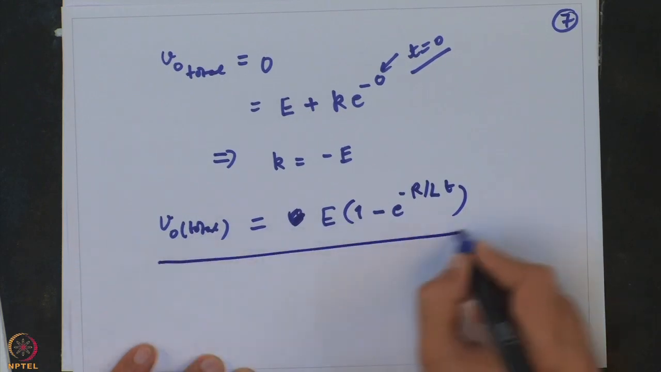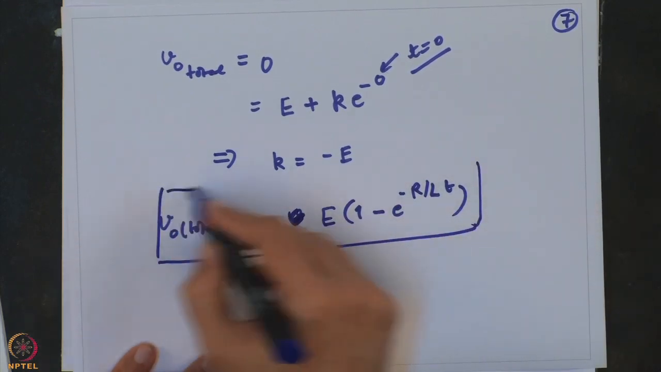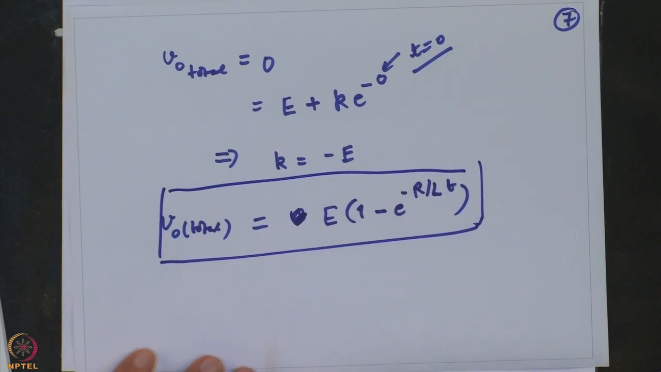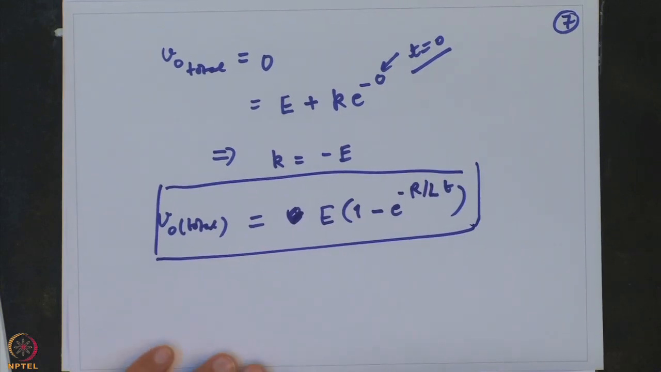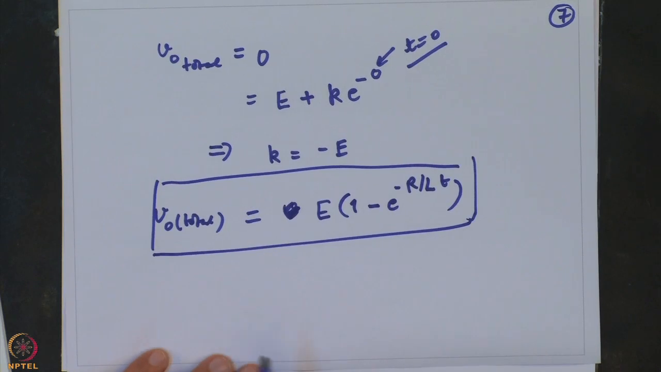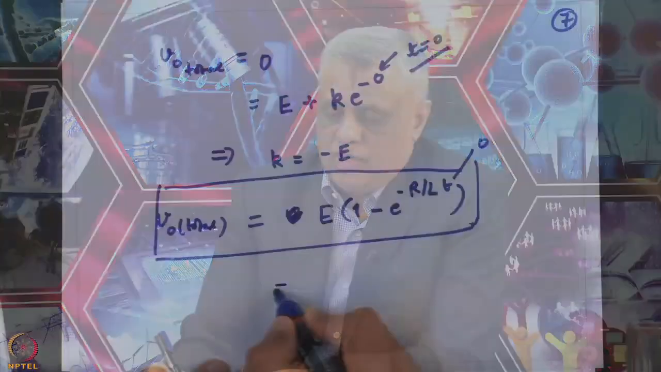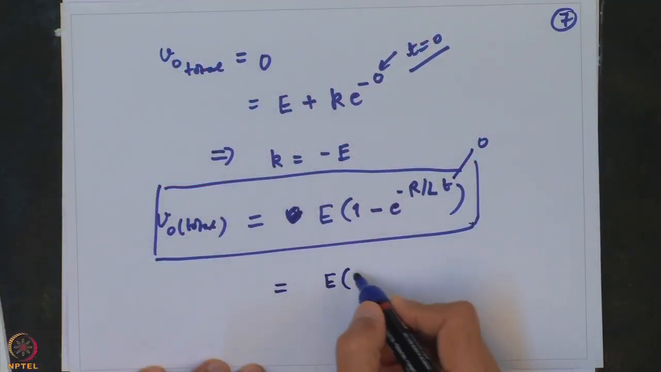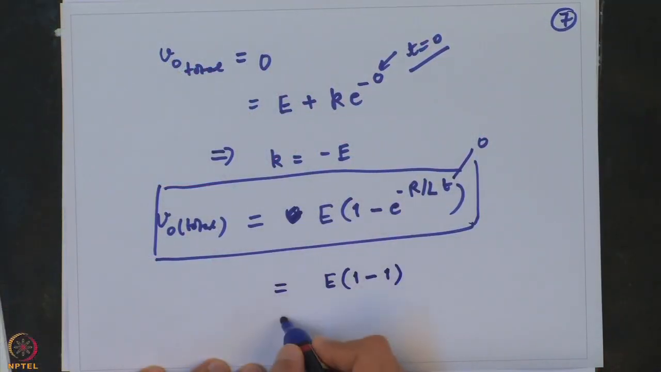Now, if we use this expression rather than the forced solution, in the very beginning, and we ask what is the output voltage when the time is close to 0, just after the switch has been closed, t equal to 0 plus, we just put this equal to 0, and you can see that this voltage will become E into 1 minus 1 equal to 0, which is as desired.